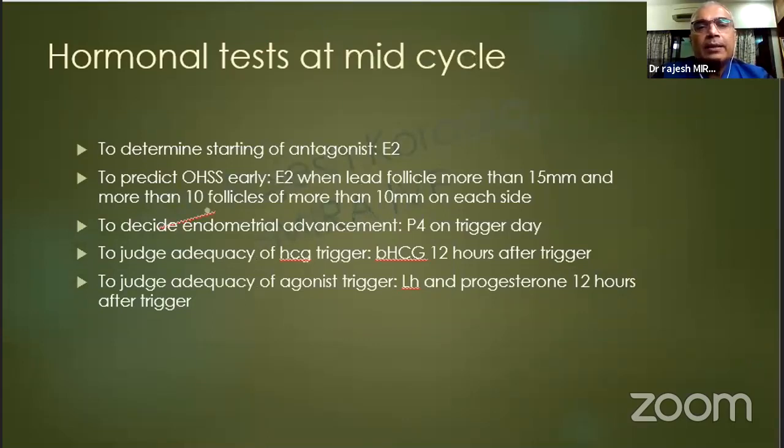Hormones are also done at the mid of the cycle to predict OHSS early. How is it predicted? When the lead follicle is more than 15 millimeter and there are more than 10 follicles of more than 10 millimeter on each side, then you should measure the E2 level. When the E2 is more than 1500, it predicts OHSS quite early, so definitely you have to anticipate OHSS.